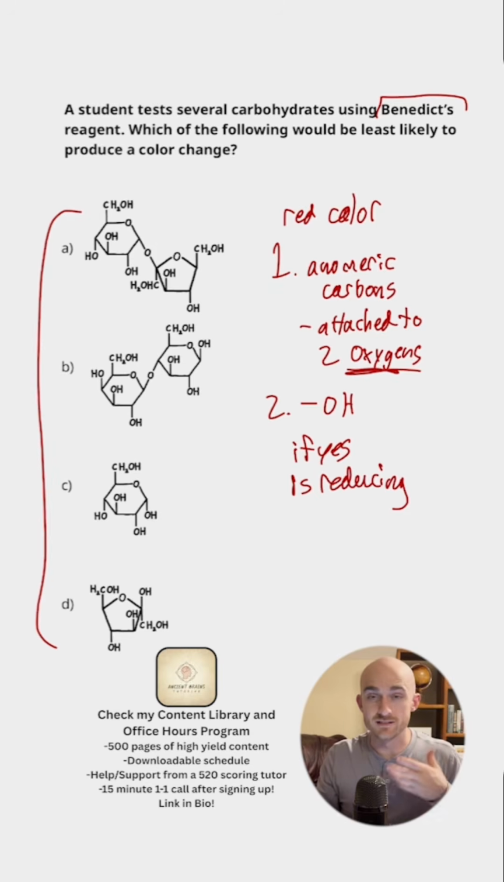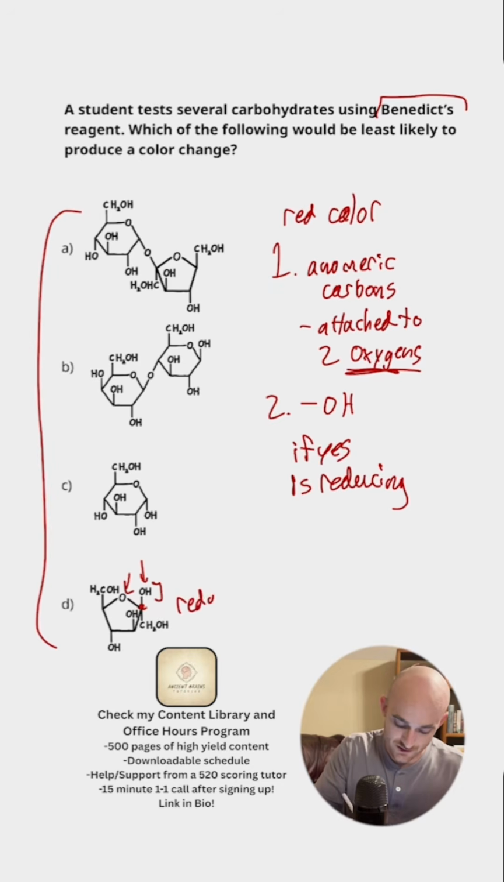Let's try to identify these starting with option B. First, find your anomeric carbon. Here is that anomeric carbon because it's attached to two oxygens. And notice that one of those oxygens is part of the OH group. So there is an OH group attached to that anomeric carbon. So that means that this sugar is reducing.